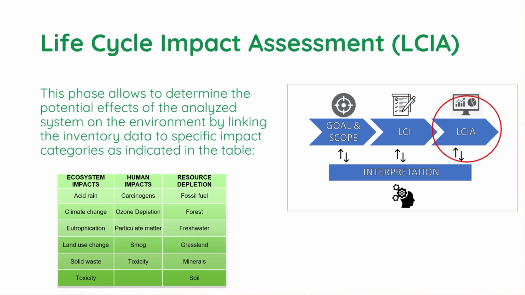So let's move to the third phase of our life cycle, which is the life cycle impact assessment. Basically, this phase allows us to determine the potential effects of the analyzed system on the environment by linking essentially the inventory data to specific impact categories. These impact categories are indicated here in the table. We can see ecosystem impacts, such as, for example, acid rain. We can see human impacts, for example, ozone depletion, and we can see resource depletion. For example, it can be forest or soil.